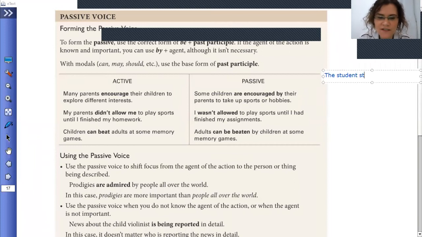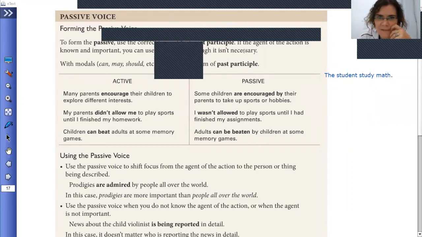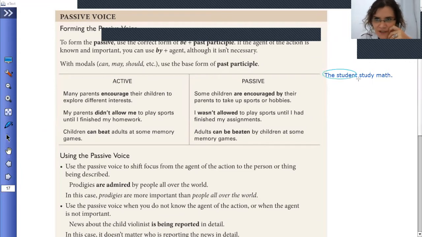The students study math. Let's keep it to this sentence. Okay, the students study math. What do we see here? The students.